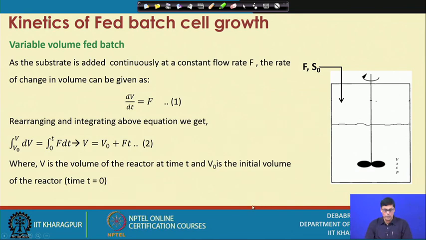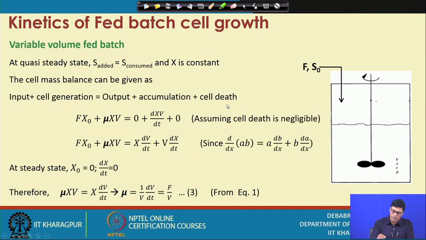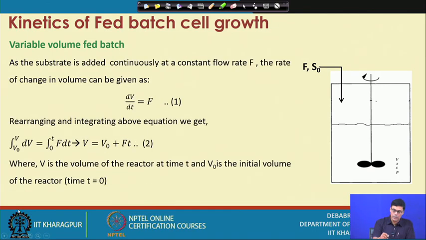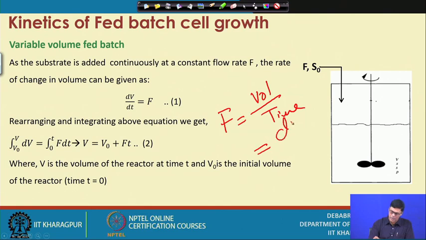Now, the question comes: how do you analyze this system? Rate of flow, the flow rate, what is the unit of flow rate? Flow rate is equal to volume per unit time, am I right? This is exactly what we have shown here, dV by dt. dV is the change of volume per unit time, and this is called the flow rate.